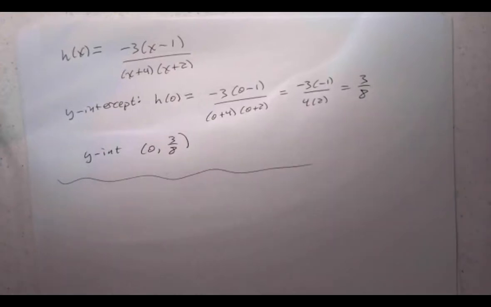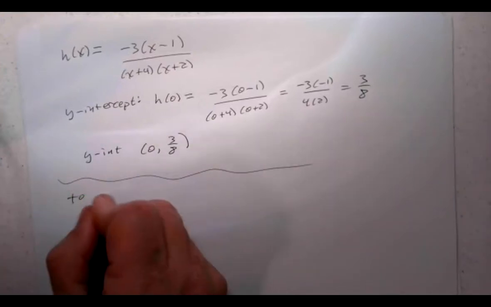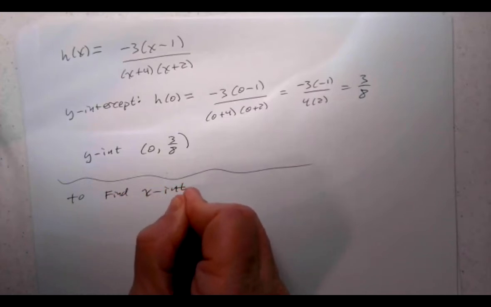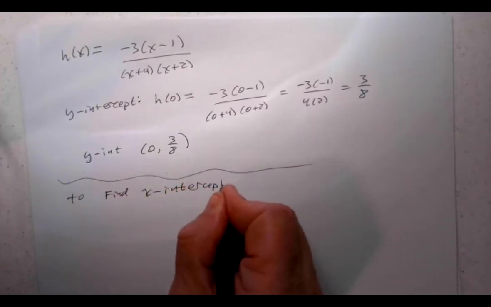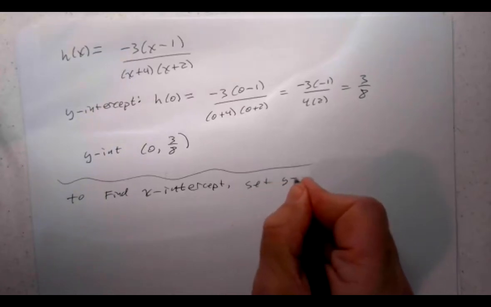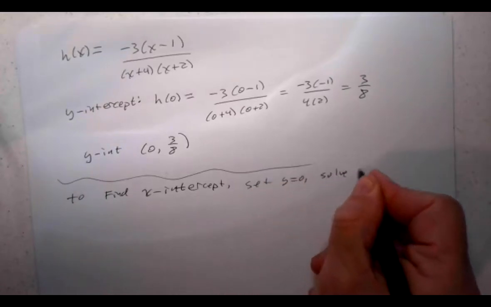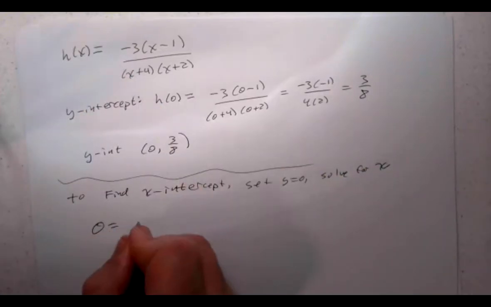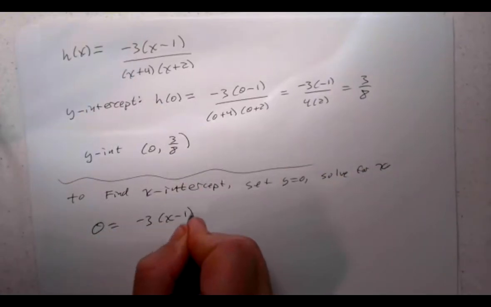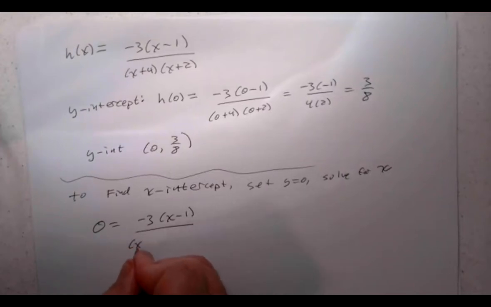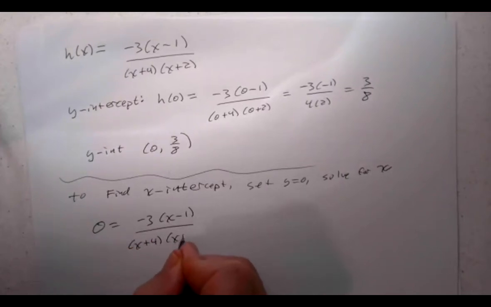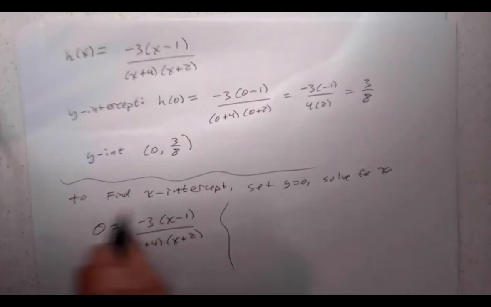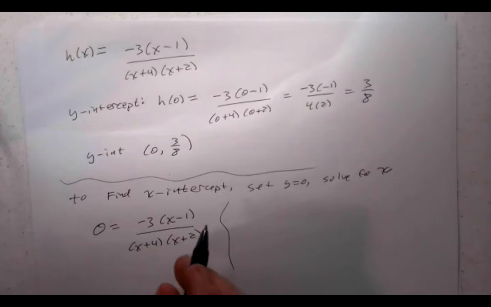And then how about the x-intercept? To get the x-intercept, set y equal to 0 and solve for x. Well, if I set y equal to 0, y is h of x, so 0 equals -3 times x minus 1 over x plus 4, x plus 2. When is a fraction equal to 0? A fraction is equal to 0 when the top is equal to 0 and the bottom isn't, but nothing cancels, so that's not an issue.